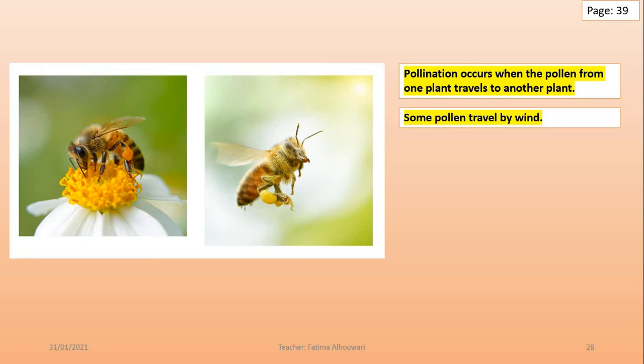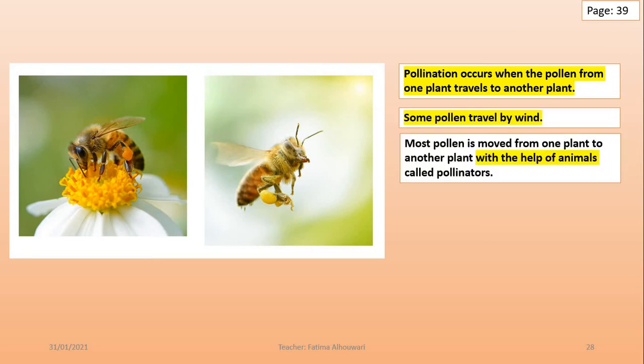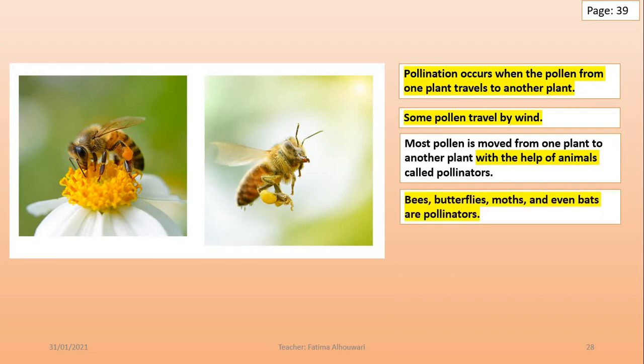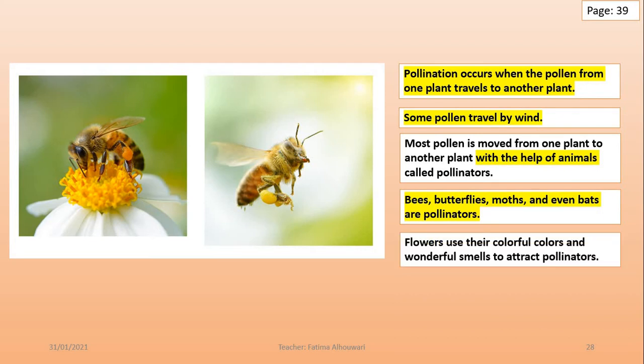Some pollen travels by wind, just as seeds. Most pollen is moved from one plant to another plant with the help of animals, and they are called pollinators. Interesting! So, just as seeds, pollen can travel by wind and by animals. And the animals that help pollen to travel from one plant to another plant are called pollinators. Just like this bee, it's an example of pollinators. Bees, butterflies, moths, and even bats are pollinators. Flowers use their colorful colors and wonderful smells to attract pollinators.